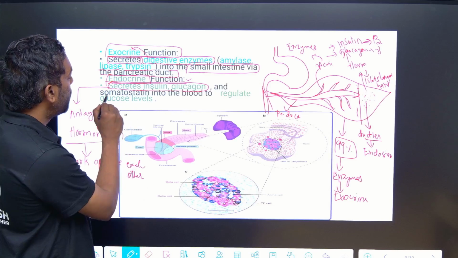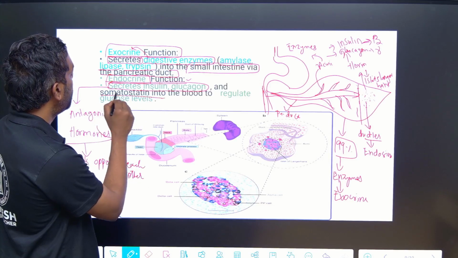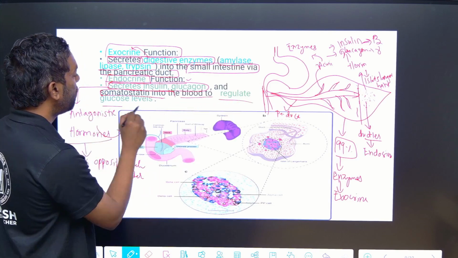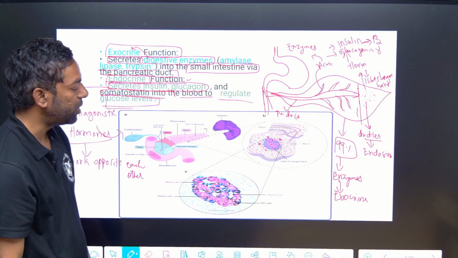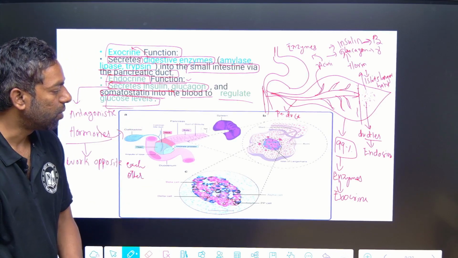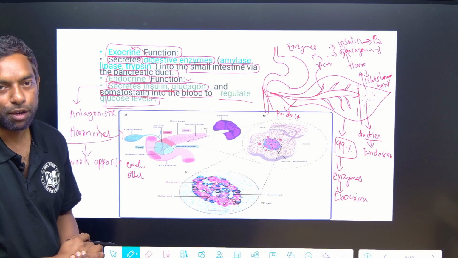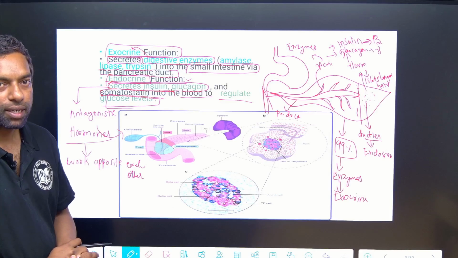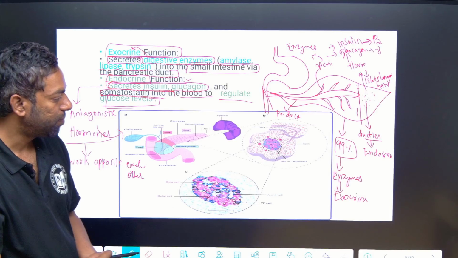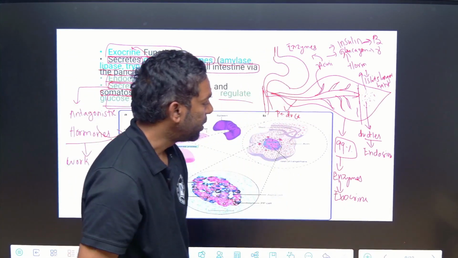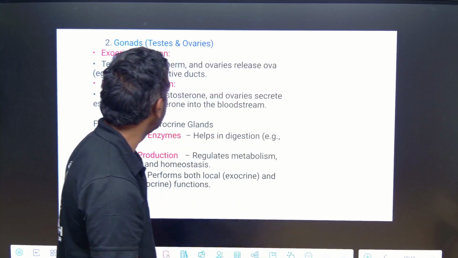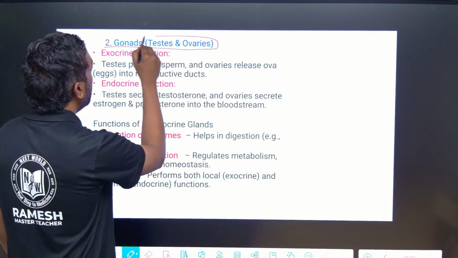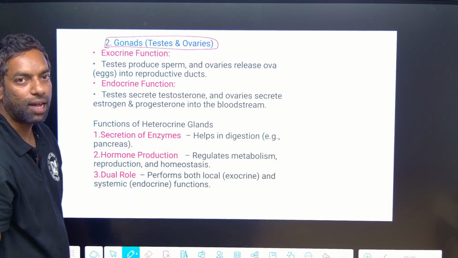So somatostatin, into the blood, regulates glucose levels. These antagonistic hormones regulate glucose levels in the blood. Okay, this is about the mixed gland, the heterocrine gland, and the functions of the heterocrine gland. And there are other heterocrine glands, guys.